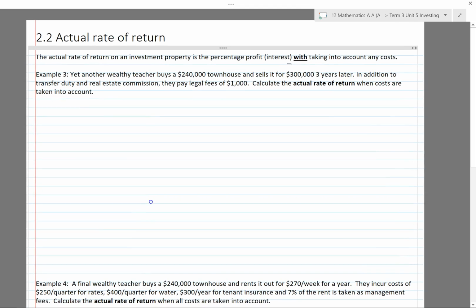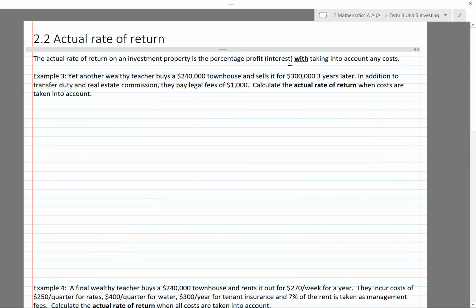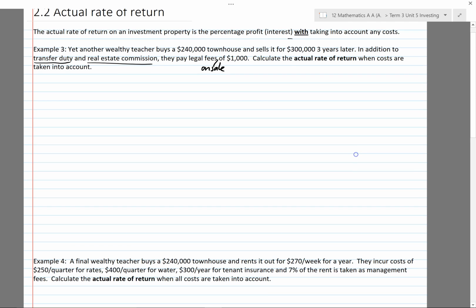Calculate the actual rate of return. So the scenarios are quite similar. In this first scenario, it's a wealthy teacher buying the same townhouse, selling it for that same price 3 years later. But they also have transfer duty and real estate commission, and some legal fees, which we're going to say are $1,000 on the sale. Calculate the actual rate of return when costs are taken into account.